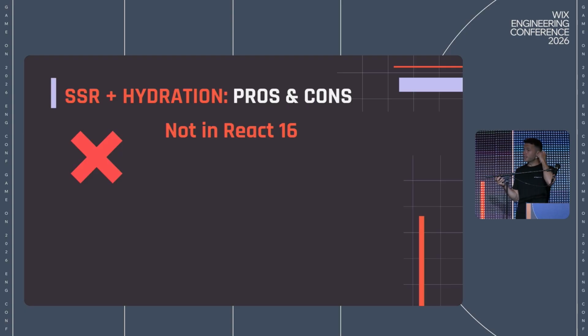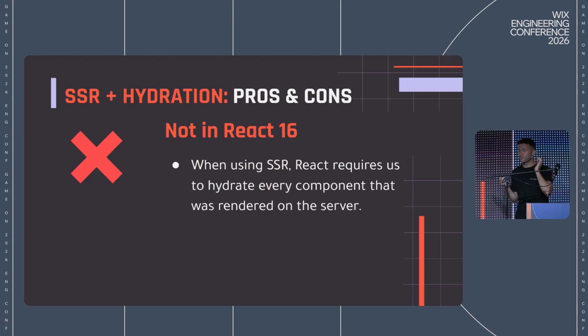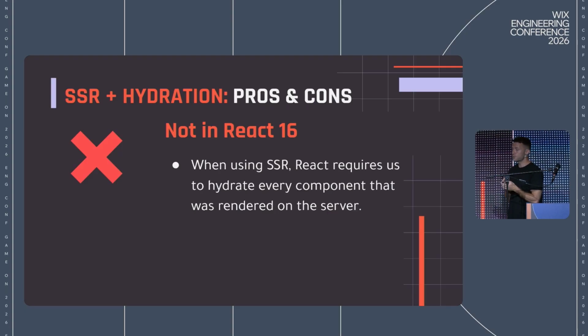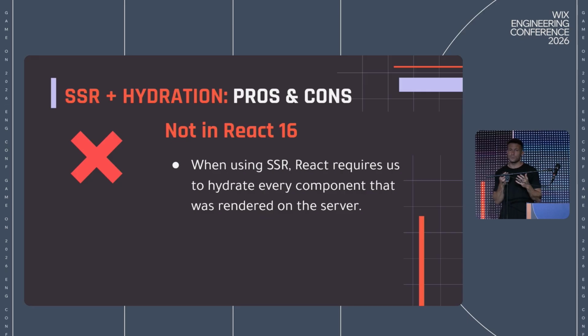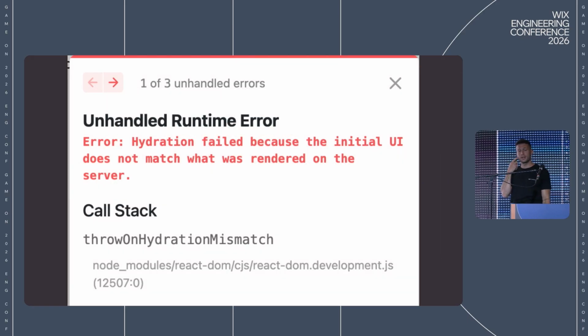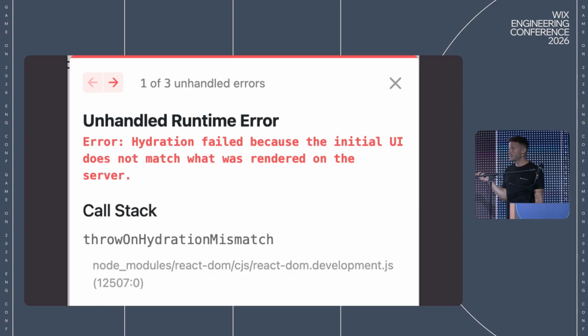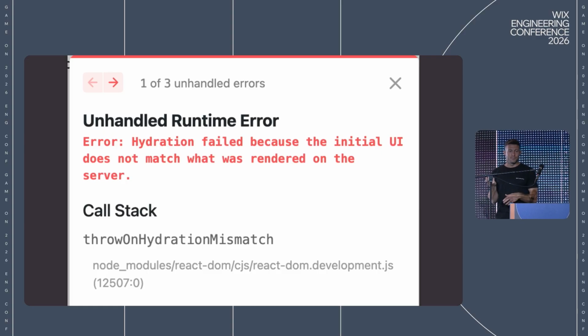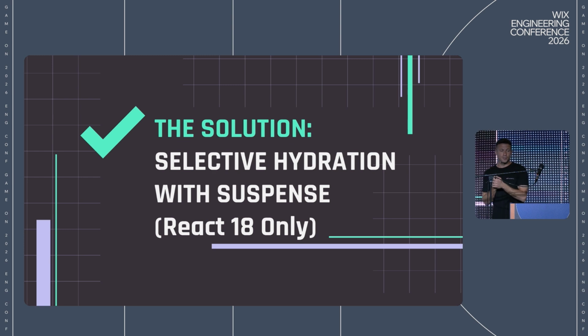Well, up until now, we couldn't. When using SSR, React requires us to hydrate every component that was rendered on the server. If you skipped one, React would throw a hydration mismatch and sometimes break the page. Maybe you're familiar with this error by React. The solution is selective hydration.